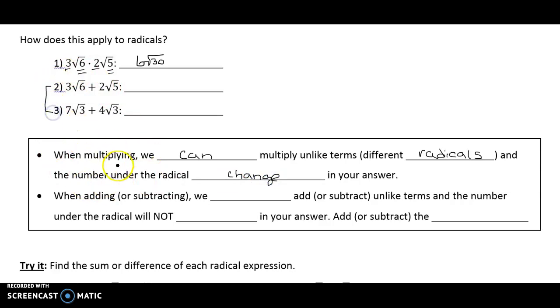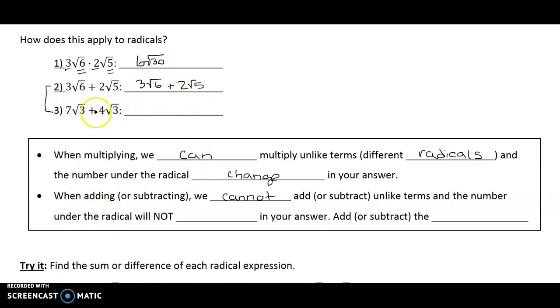So, adding and subtracting and the differences between. Just like with exponents, we cannot add or subtract unlike terms. In other words, we cannot add or subtract when these radicals are different. So 3 radical 6 plus 2 radical 5 is not allowed. Our answer is literally 3 radical 6 plus 2 radical 5. We're not allowed to add those because these two were different.